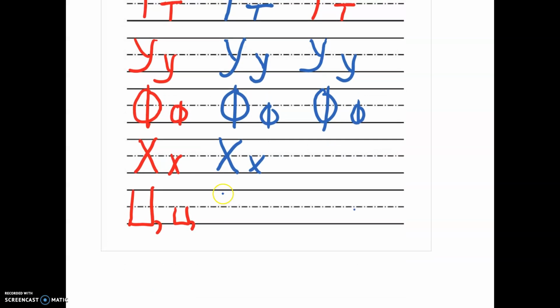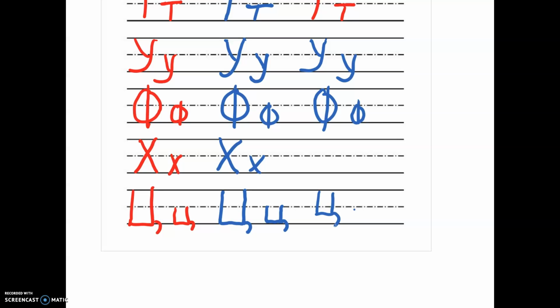Se. So you want to do a line down, straight across, line up, and then you add your little tail. The tail should go slightly below the line. What you don't want is this, where it's only halfway down.